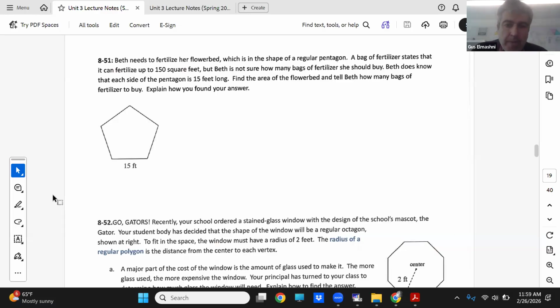Bethany has a fertilizer flower bed, which is the shape of a regular pentagon. A bag of fertilizer states it can fertilize up to 150 square feet. Actually, I had to do something like this in our backyard, but we don't have a pentagon. We have vegetable boxes shaped like rectangles. But I actually had to figure out how much soil to buy, right? I actually had to do this math, so it's kind of a neat problem. She knows that each side of the pentagon is 15 feet long. Find the area of the flower bed and tell how many bags of fertilizer to buy. Of course, there's a depth you have to consider, but we're not going to do 3 dimensions today.